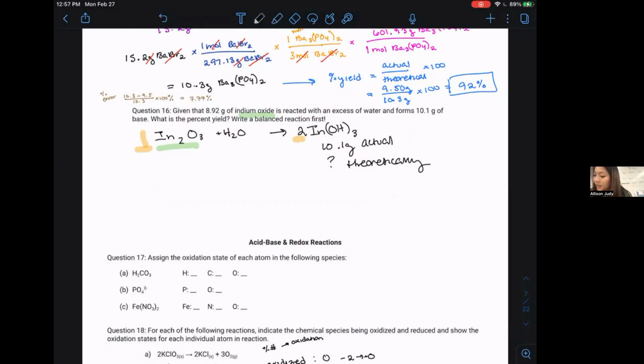Now it's easy. Okay, so you have 8.92 grams of indium oxide. We got to convert to molar amount. So what's the molar mass of indium oxide? It's 277.64 grams.